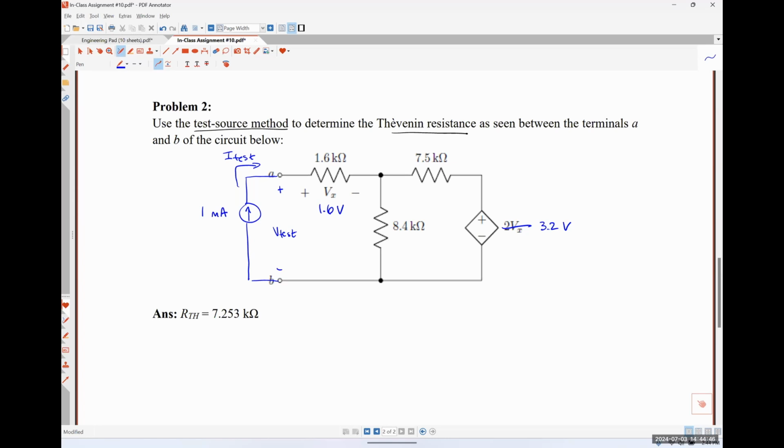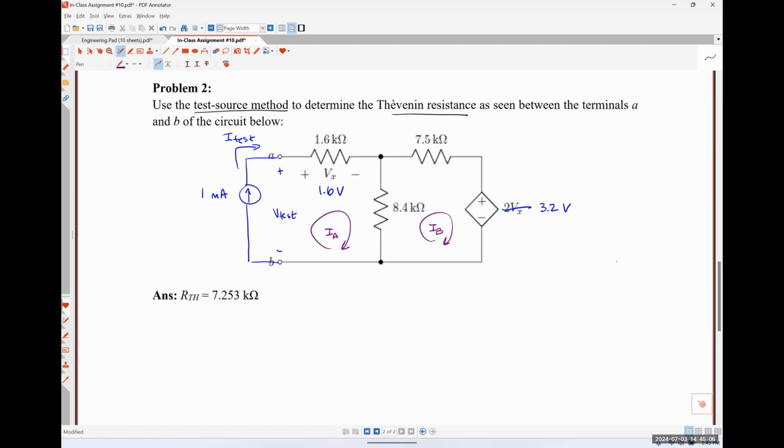I'd say mesh is probably easier. I would go to mesh. Okay, so let's use mesh then. So let's call this mesh current IA and this mesh current IB.